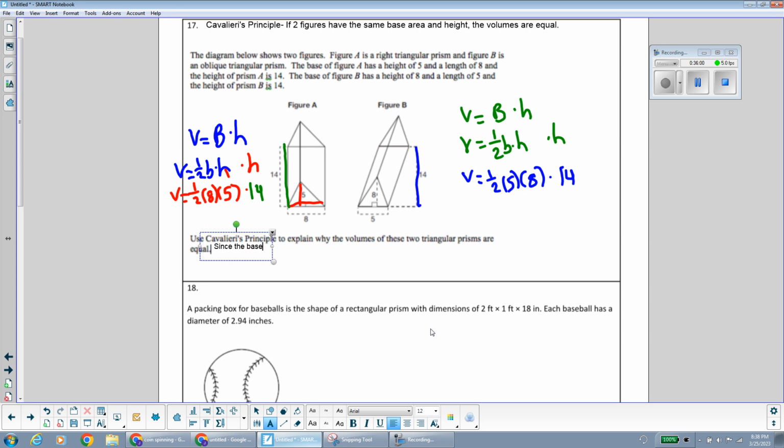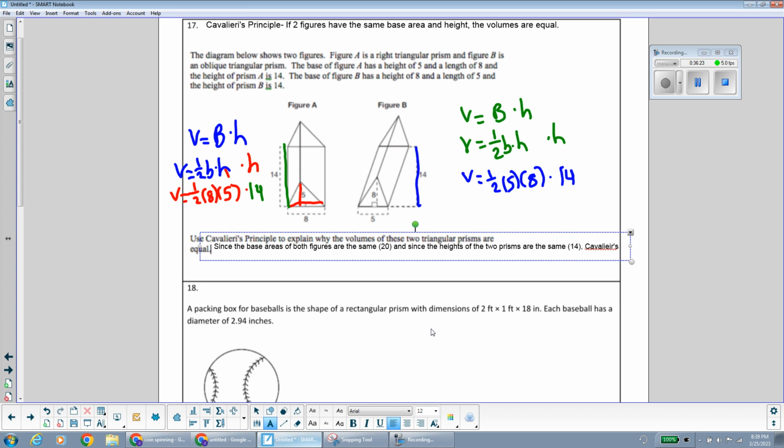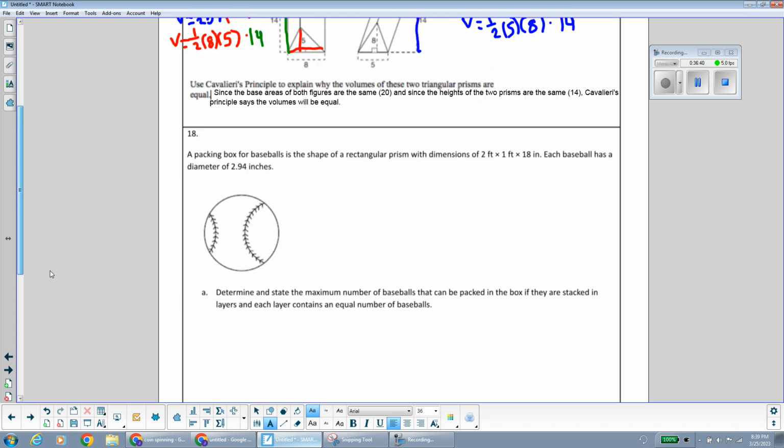Since the base areas of both figures are the same, 20, and since the heights of the two prisms are the same, they're both 14, Cavalieri's, oops, I just spelled that totally wrong, principle says the volumes will be equal. There we go. Okay, moving on to the last question on this review sheet.